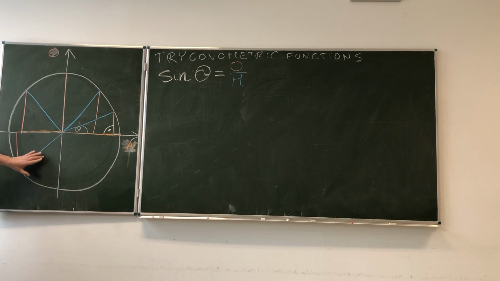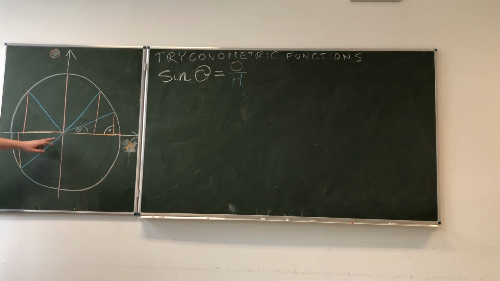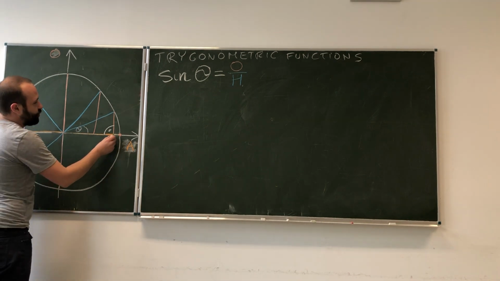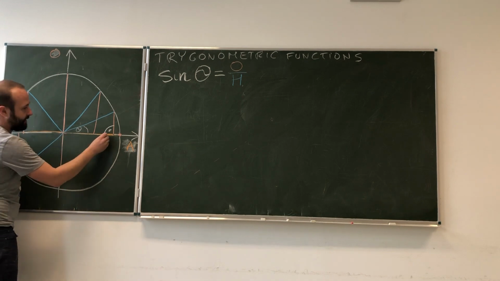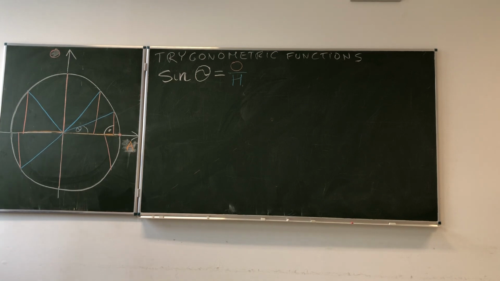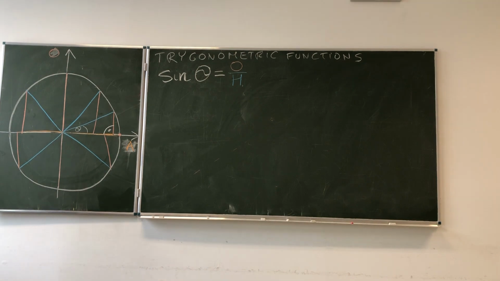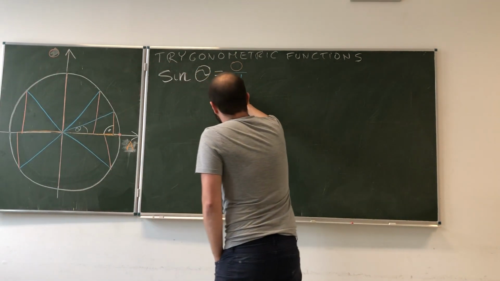Then it gets smaller and smaller and smaller. Finally, we're going to end up over here, where hypotenuse and opposite are of exactly the same size. And then it's going to shrink in the last quarter of a circle.